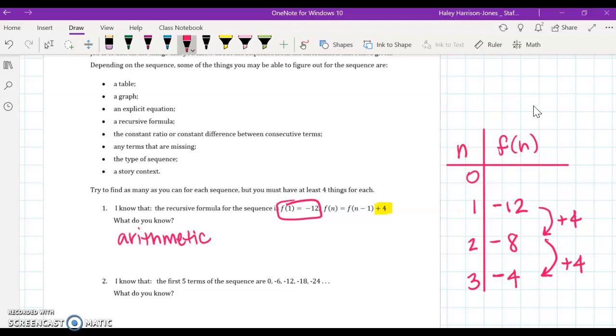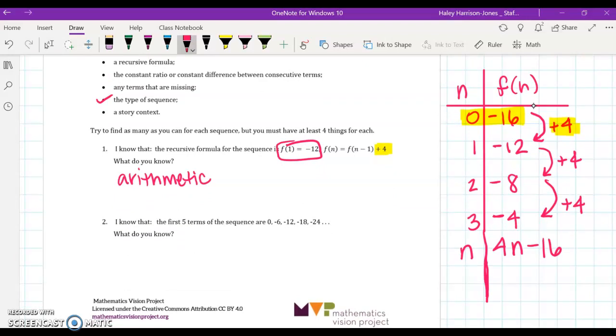I could also go back and find my starting value. Some number plus 4 is equal to negative 12. That must be negative 16. I have a table. I named my sequence. Now, since I have my starting value and my rate, I can write my explicit formula. f of n equals 4n minus 16.